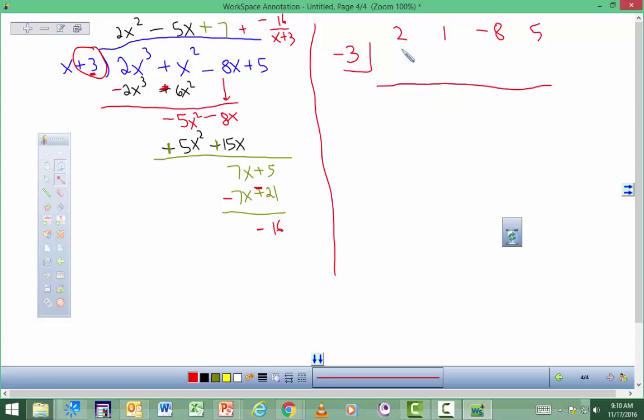Okay, so we start off like synthetic substitution, like we were doing in section 2.1. We drop the 2 down and we put a 2 here. Right? And you get a negative times a positive here, and I get -6. Now notice I don't have to change any signs as I go. I just go straight on through, like we did before. And so I get -5 here. And I multiply this one times this one, and I get +15, and it's positive, right? And now I get a +7. And a negative times a positive is -21. And I get a -6.